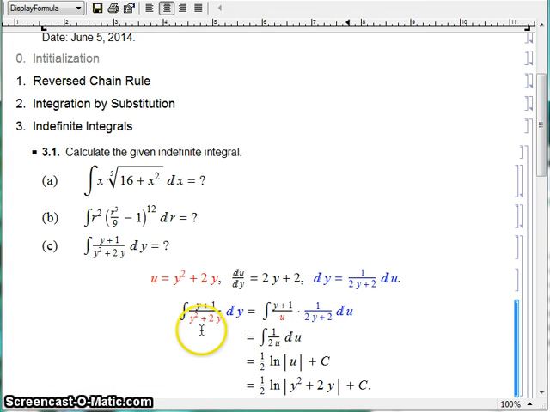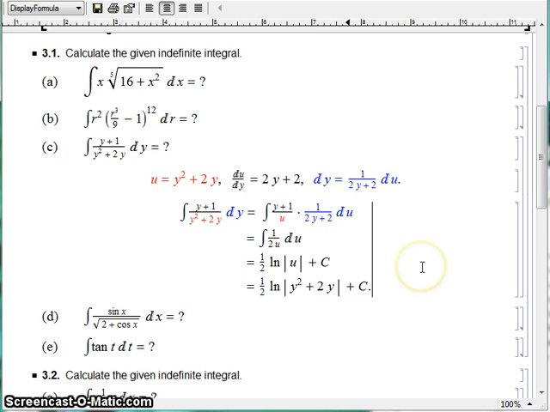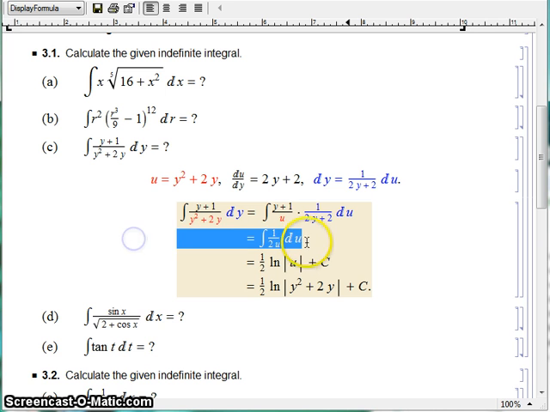Let's see. So y squared plus 2y, which I highlighted in red, will become just u. And this dy will become, as we calculated, 1 over 2y plus 2 times du, which I highlighted in blue. Now, do we see some cancellation? Well, I hope everybody does. 2y plus 2 is, after all, twice y plus 1. So they cancel out. I have 2 in the denominator, so we end up with 1 over 2u. What kind of integral is this? 1 over 2u. Well, u to the negative first power, isn't it?